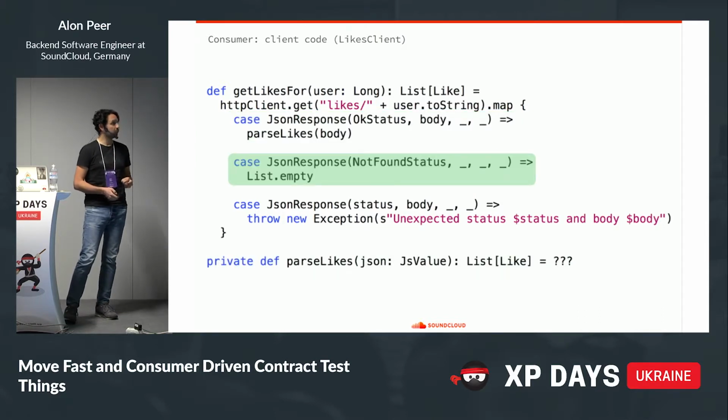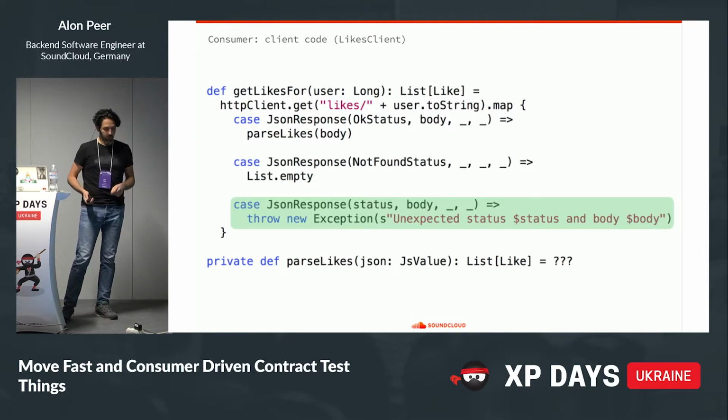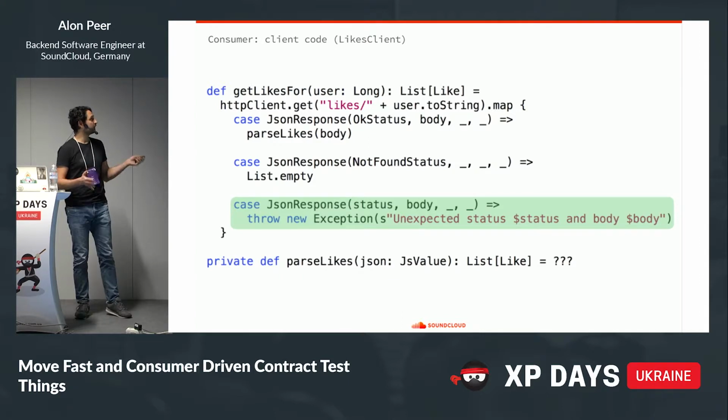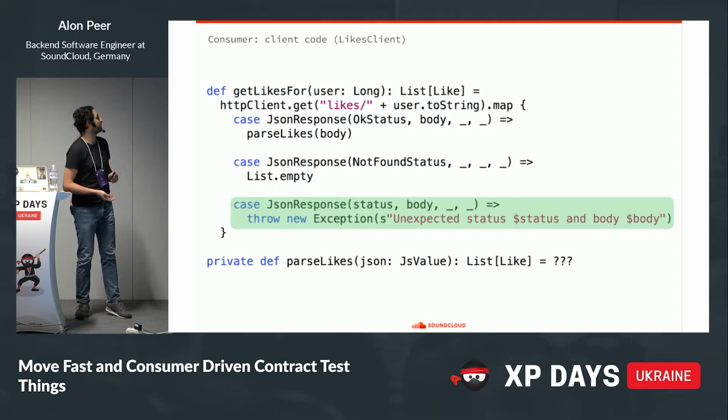If we get a 404 not found status, we just return an empty list of likes. And if we get a status that we don't know about, we just throw an exception. Not the best practice, but for example, it's good enough. So let's take a look at how currently we have a unit test set up for this method.